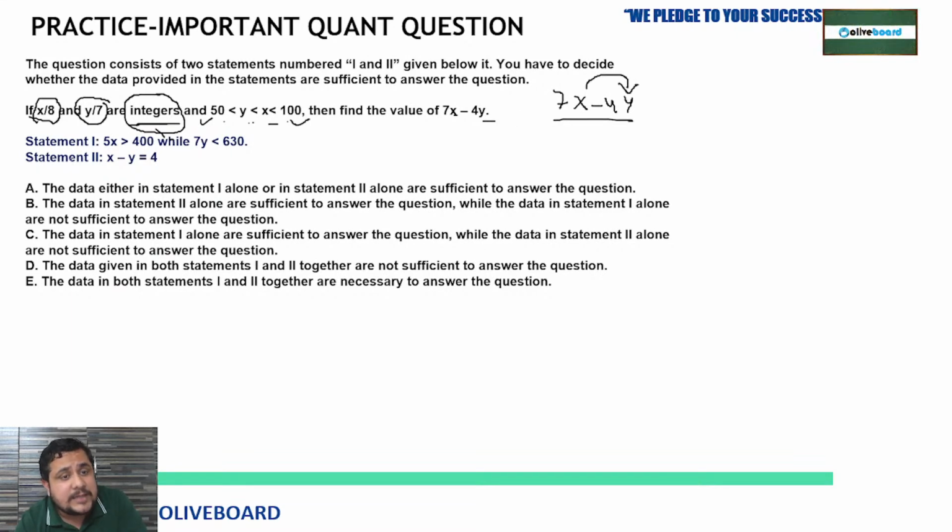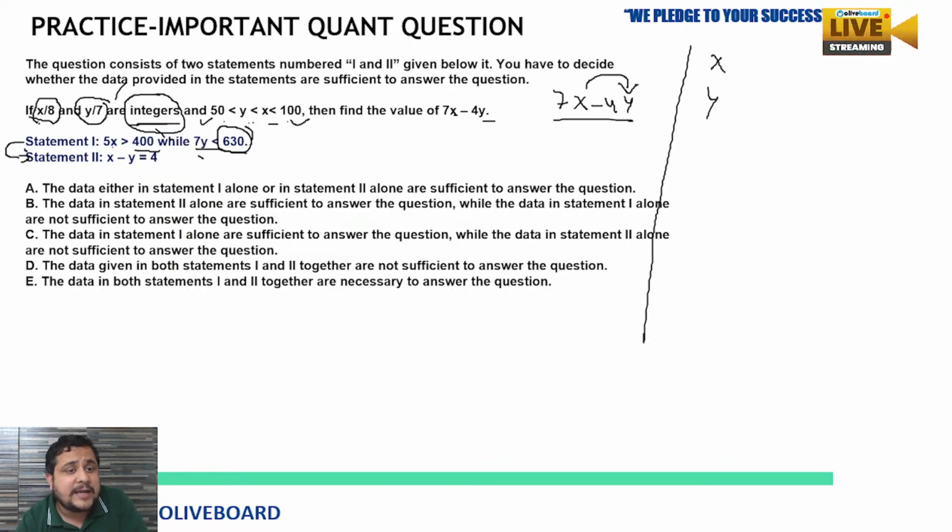So there are some statements. Now we have to check whether the given data in these statements are sufficient to answer or not. So statement 1 is telling us 5x greater than 400, and 7y is less than 630. So first of all, you need to mark the possible values of x and y. It will be in multiples of 7 and 8, yes, but both x and y values will be greater than 50.